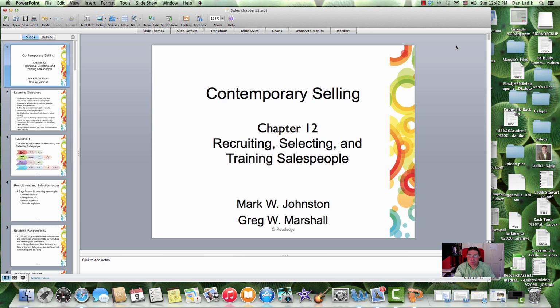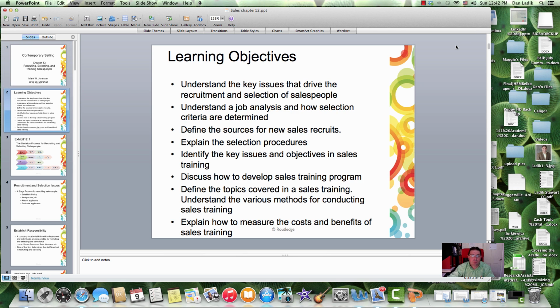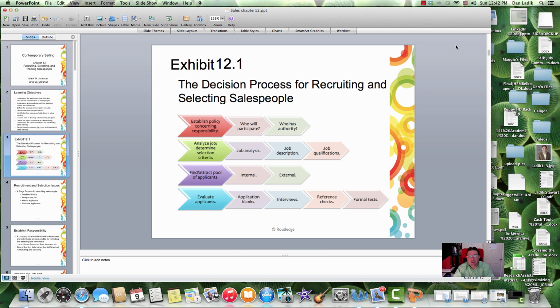I wanted to get this up and out there so we can ask questions both in Monday and Wednesday's class about chapter 12 and chapter 13. So this chapter has three main components. The first part is recruiting, second part is selecting, and the third part is training salespeople.